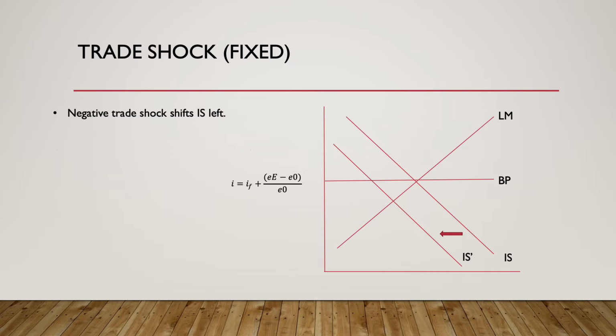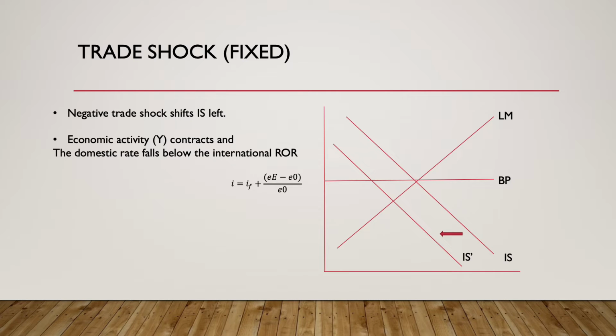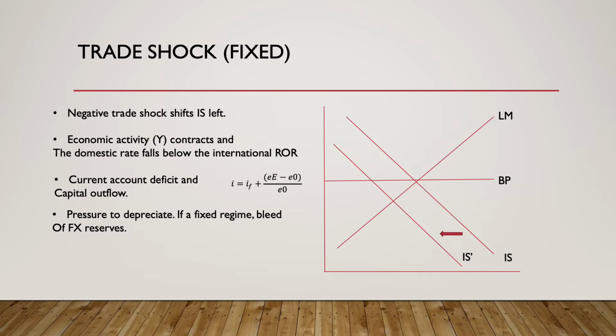What has happened here is that economic activity has contracted, and the temporary equilibrium interest rate has fallen below uncovered interest parity. It's fallen below the international rate of return. So that international rate of return hasn't changed at all yet, but the domestic rate of interest has fallen. And so we have an issue where uncovered interest parity does not hold. We've got a current account deficit that's grown out of this export shock, and because the domestic rate of interest is below the international rate of return, capital will flow out of the country.